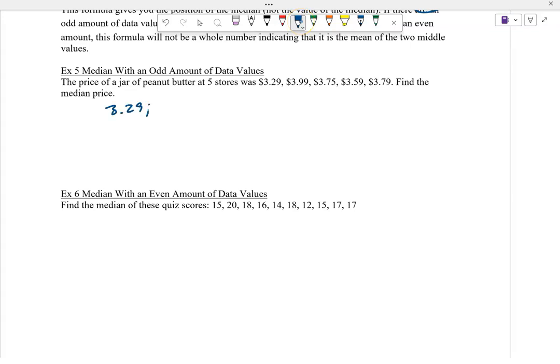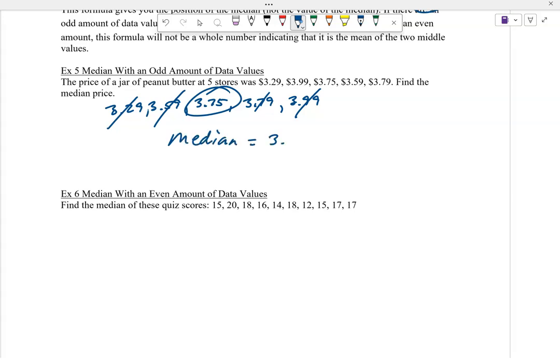3.29, 3.59, 3.75. Oh, looks like I got lucky. 3.79, 3.99. First and last, first and last. There it is. I just happened to get lucky on this one. Make sure you order that thing first.